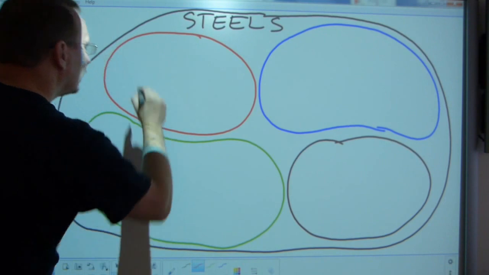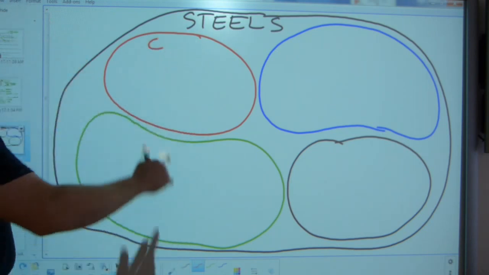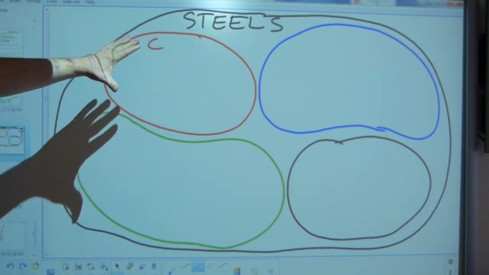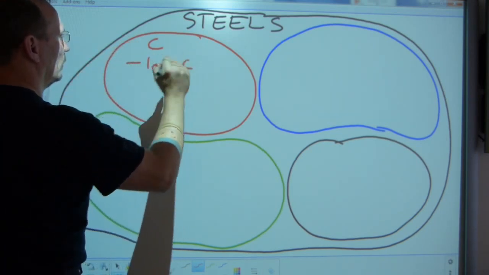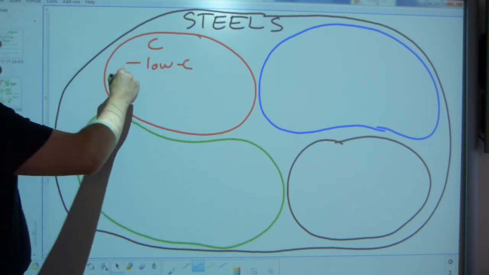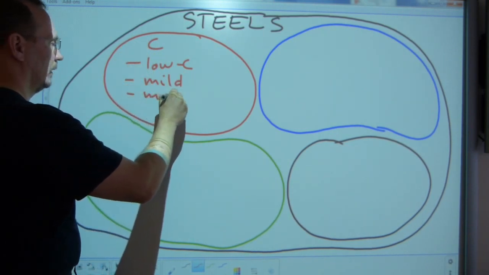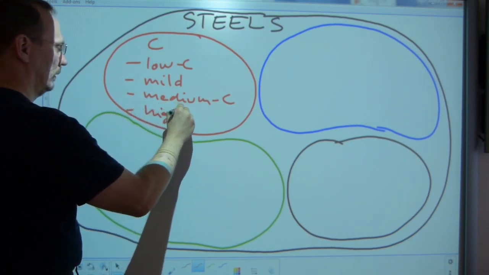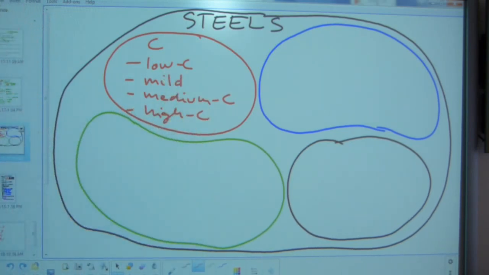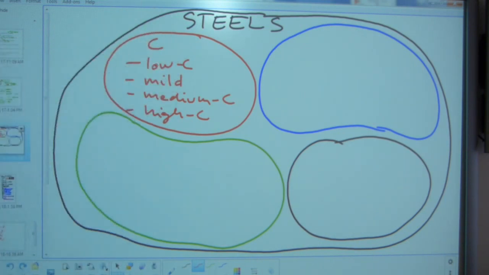So I'm just going to write carbon. There, so that little C just means carbon steels. So the name of this first group is carbon steels. In this group there are four little subsets. The first one is low carbon steels. The second's name is mild steel, medium carbon steel, and high carbon steels. So those are the first four subsets within the group carbon steels.